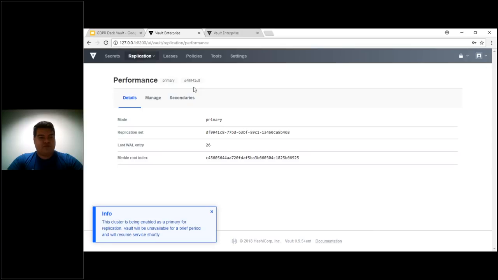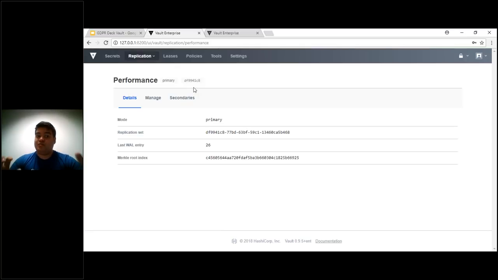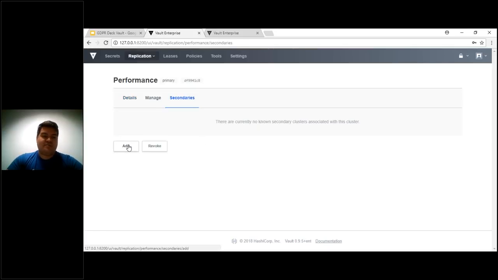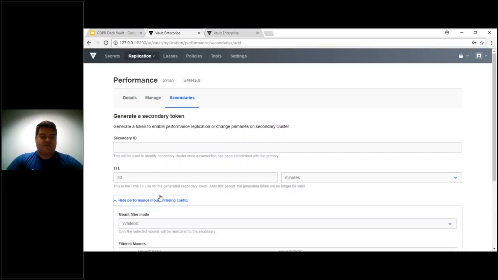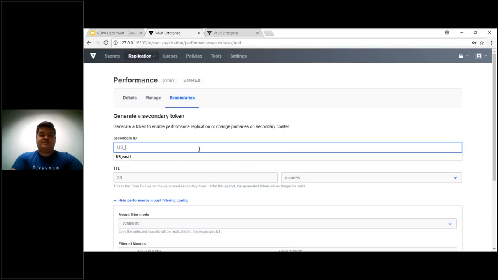And now what I'm going to do from the EU cluster is set up a secondary cluster that shares the identity information, so the policy information, role-based access control, et cetera, with that cluster in the United States. But I'm going to filter out the physical secret data that is actually being moved to the United States. So when I do that, I'm going to create a secondary, but I'm going to configure mount filtering. And the secondary ID is going to be US East 1.